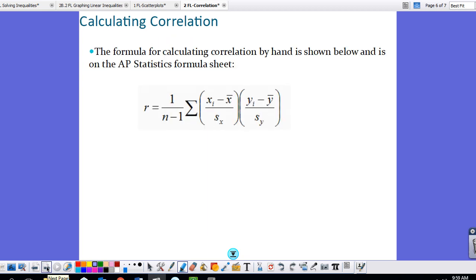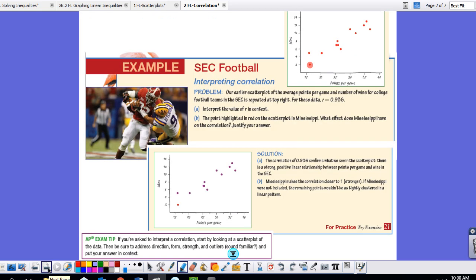So, of course, we have a formula. We have 1 divided by n, then we find the sum of all the products of every x value minus x bar divided by the standard deviation of x, times y minus y bar divided by the standard deviation of y. We'll do a little bit more of that on Tuesday together.